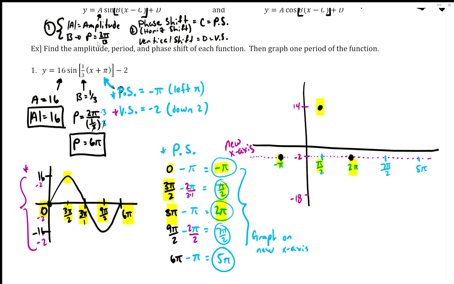Two more. 9 pi over 2 is where 7 pi over 2 is now. And then we follow the pattern. Oh, that's where the bottom peak should be. So I'll put my little dot down there. And then the last one, where 6 pi was, is where 5 pi is now. And that's on this new axis. And then now we'll just try our best to sketch our sine curve.